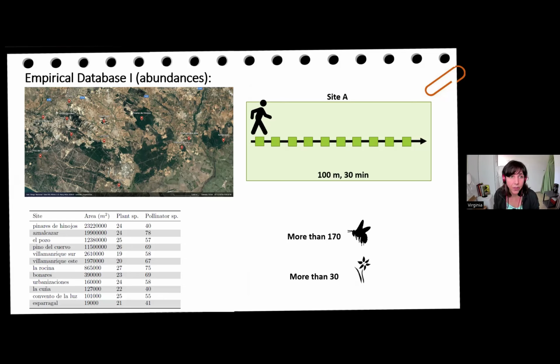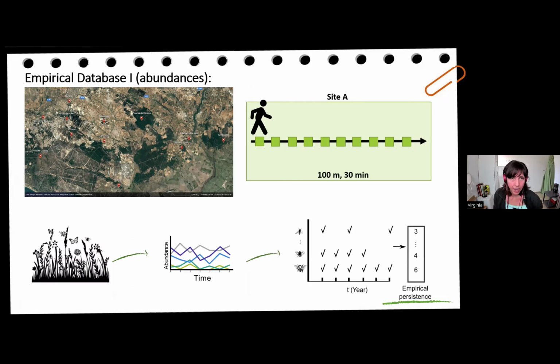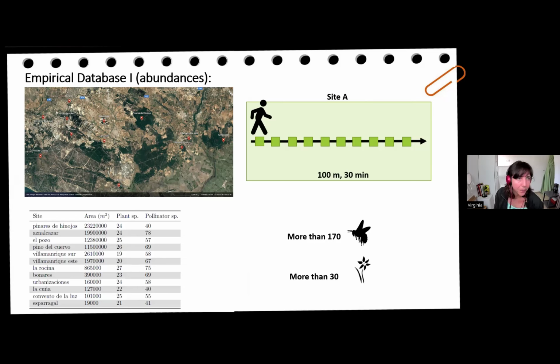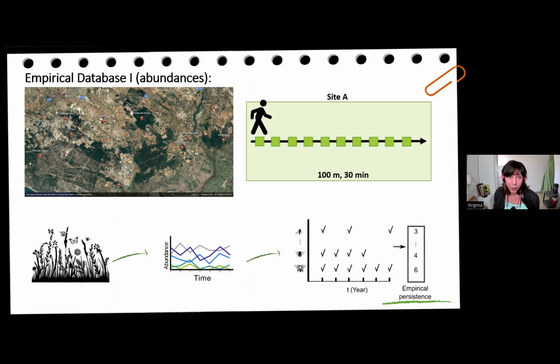This intensive fieldwork resulted in a dataset that contains more than 170 pollinators and more than 30 plant species. Basically, those that we are seeing there. So, aggregating across all the years, we can know which species has been present each year in the field. And finally, we quantify the empirical persistence of the species as the number of years a species has been present in the field, as we see there. So basically, for each species, the empirical persistence is how many years of those 6 it has been present in the community.